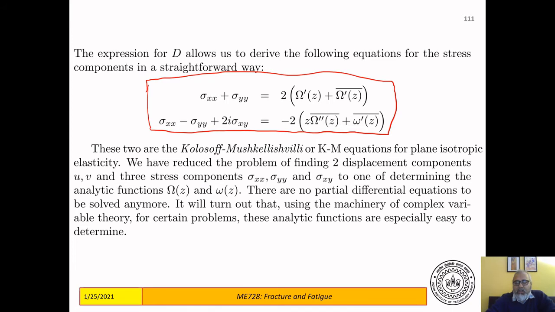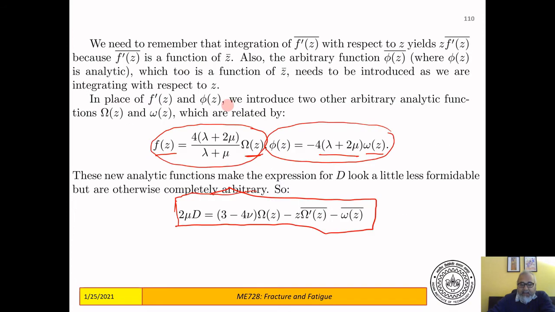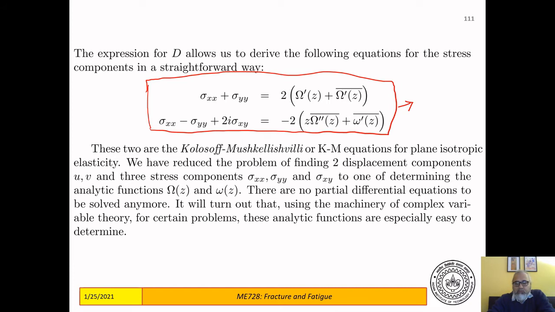And these were first proposed by Mushkelishvili, and then Kolosov translated them into English. Mushkelishvili was a Russian mathematician, and these two stress equations and the displacement equation together form the KM equations, or the Kolosov-Mushkelishvili equations. Okay, so now the problem is, how do we find capital omega and small omega? Once we have found them, then we can find everything. And it will turn out that in certain problems, these are really easy to determine using the machinery of analytic functions. But to do that, we have to understand how the boundary conditions turn out.